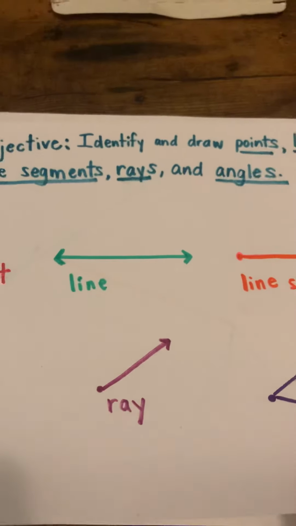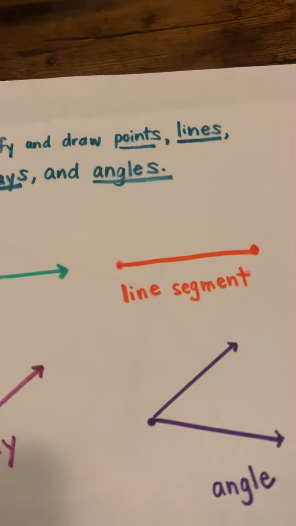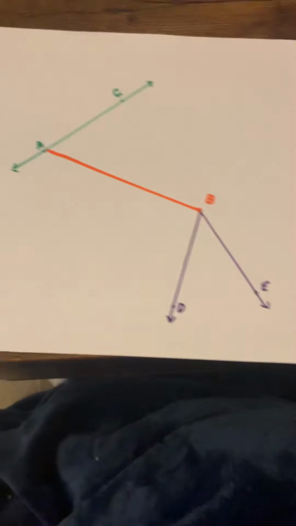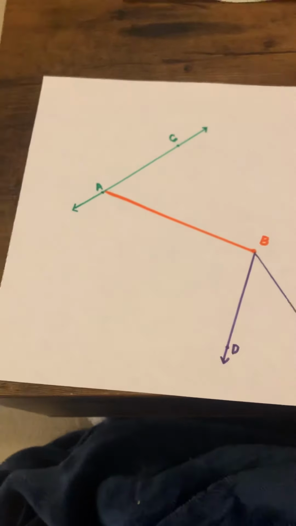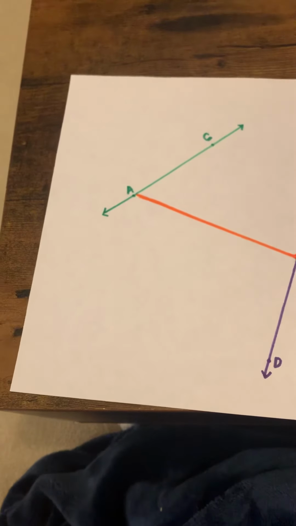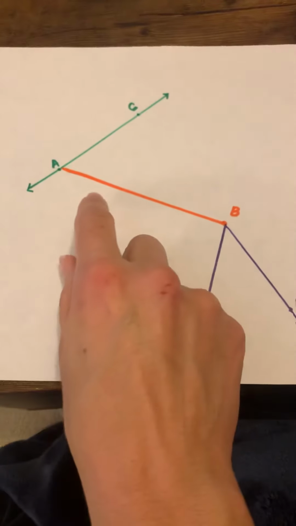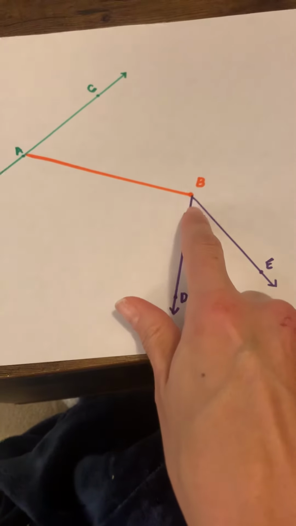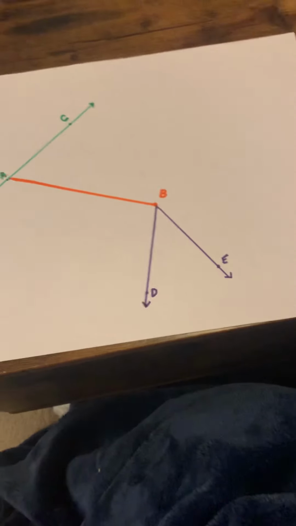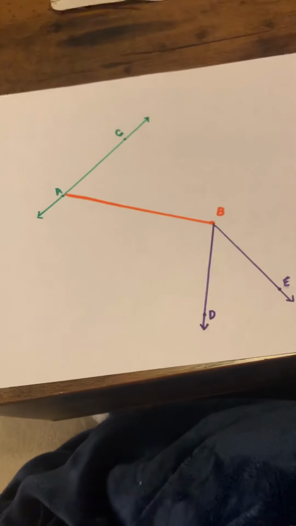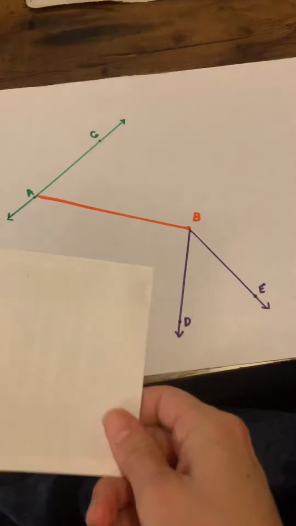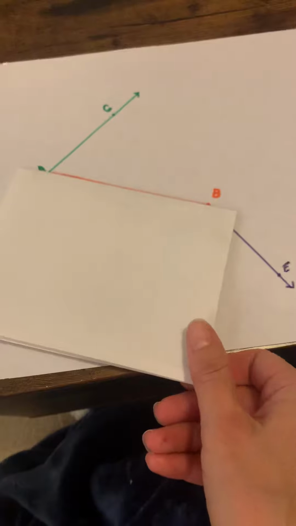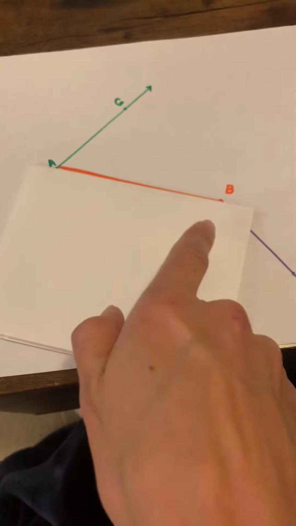So with these different vocabulary words, we can form a figure here. When I was drawing this, I first started with this point right here, point A, and then point B. And I didn't have a ruler, so what I did was I folded a piece of paper and I drew a straight line connecting point A and point B.